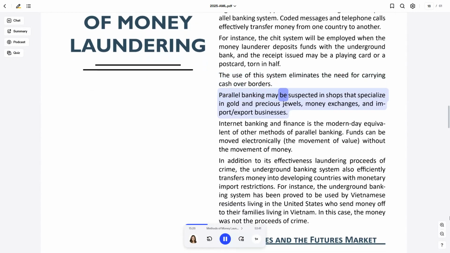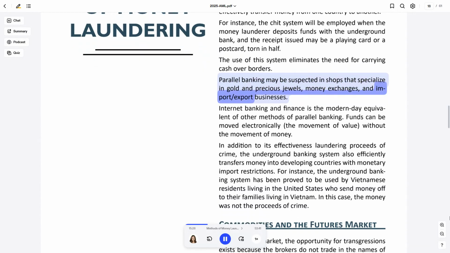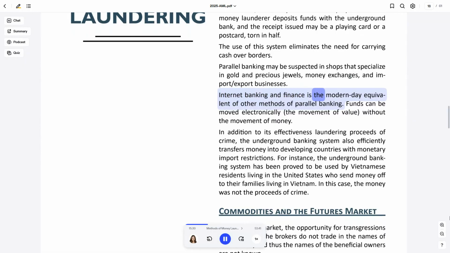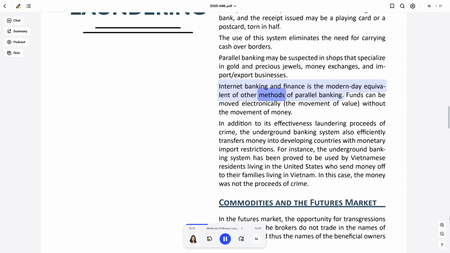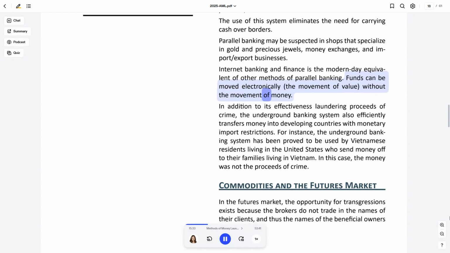Parallel banking may be suspected in shops that specialize in gold and precious jewels, money exchanges, and import-export businesses. Internet banking and finance is the modern-day equivalent of other methods of parallel banking. Funds can be moved electronically, the movement of value without the movement of money.